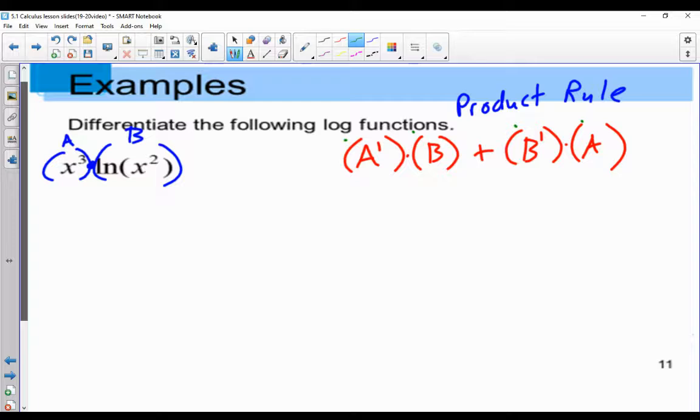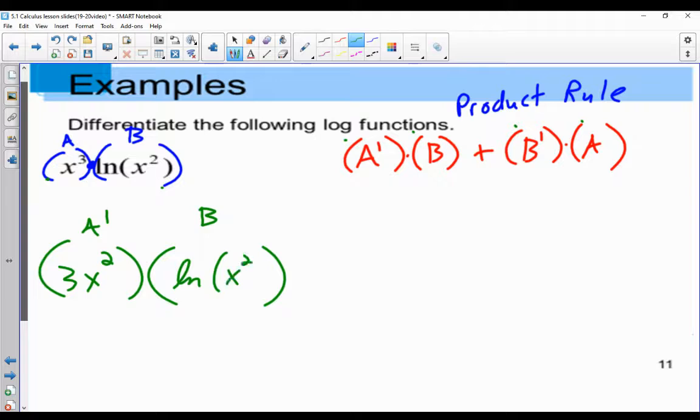Sorry, I had to sing that to myself. But anyway, so first, A prime, derivative of A. So take the A, find the derivative, that'll be 3x squared. And then A prime times B, where we just take the B and leave it as itself. So natural log x squared.